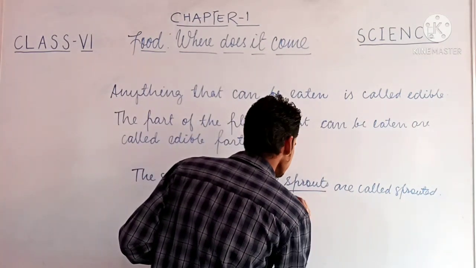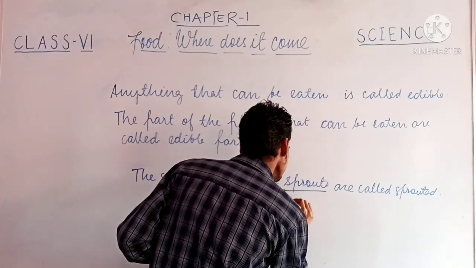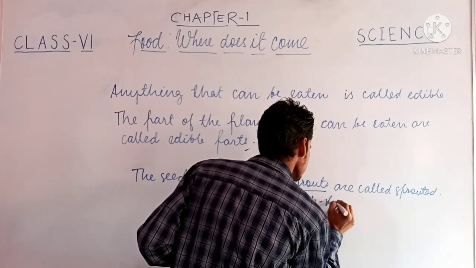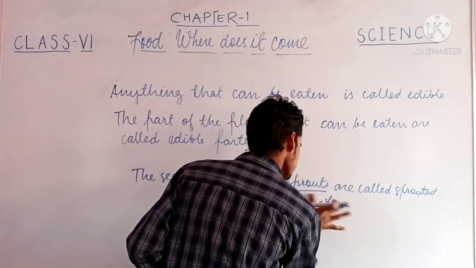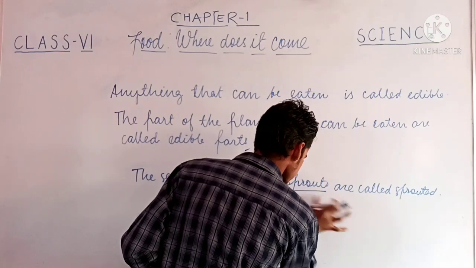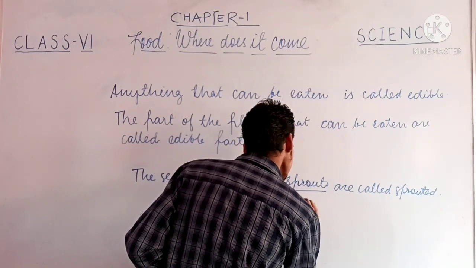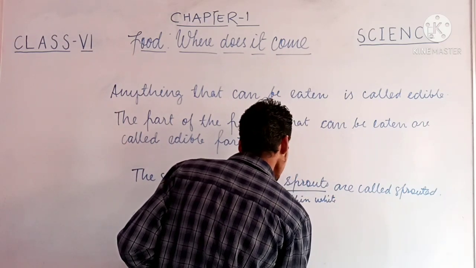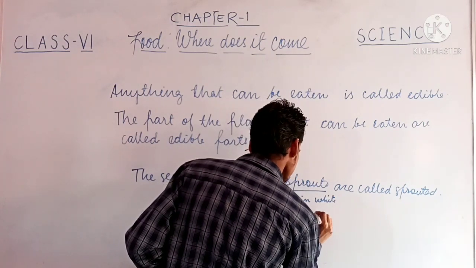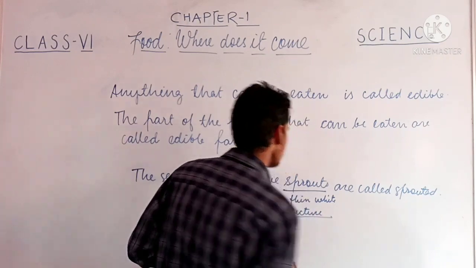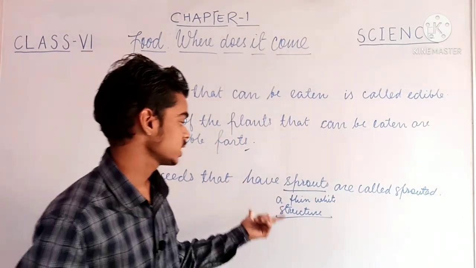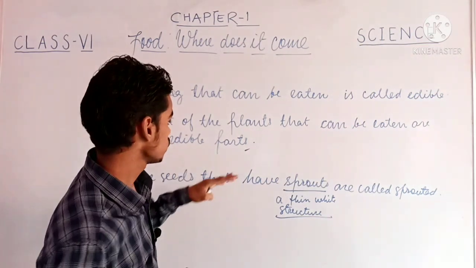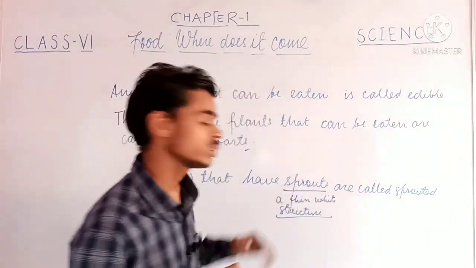Sprouts means a thin white structure. The thin white structure that develops in the seeds is called sprouts. So now the terms edible, sprouted and sprouts are clear.